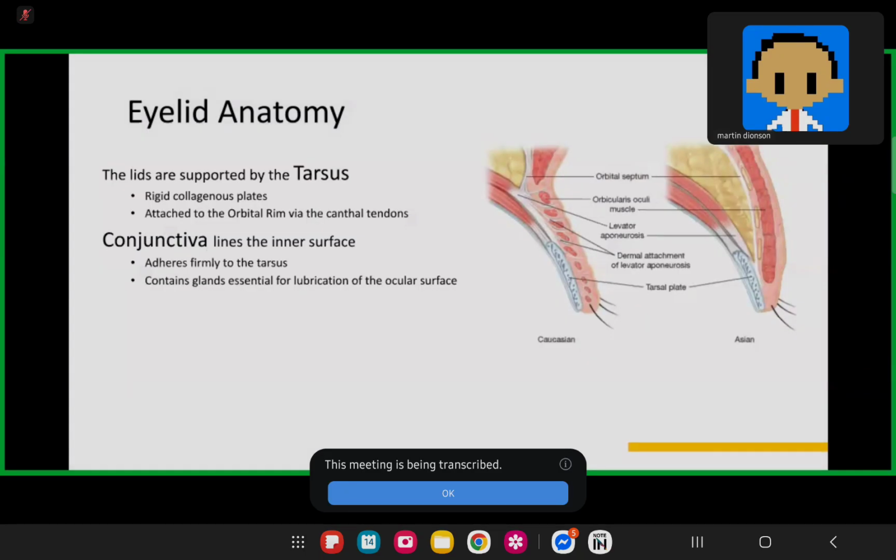Okay, so the lids are well formed or have a supporting structure known as your tarsus. This is a rigid collagenous plate, and it is attached to your orbital rim via your canthal tendons. And the most posterior covering or mucous membrane of the eyelid is your conjunctiva. This contains glands essential for lubrication of your ocular surface.